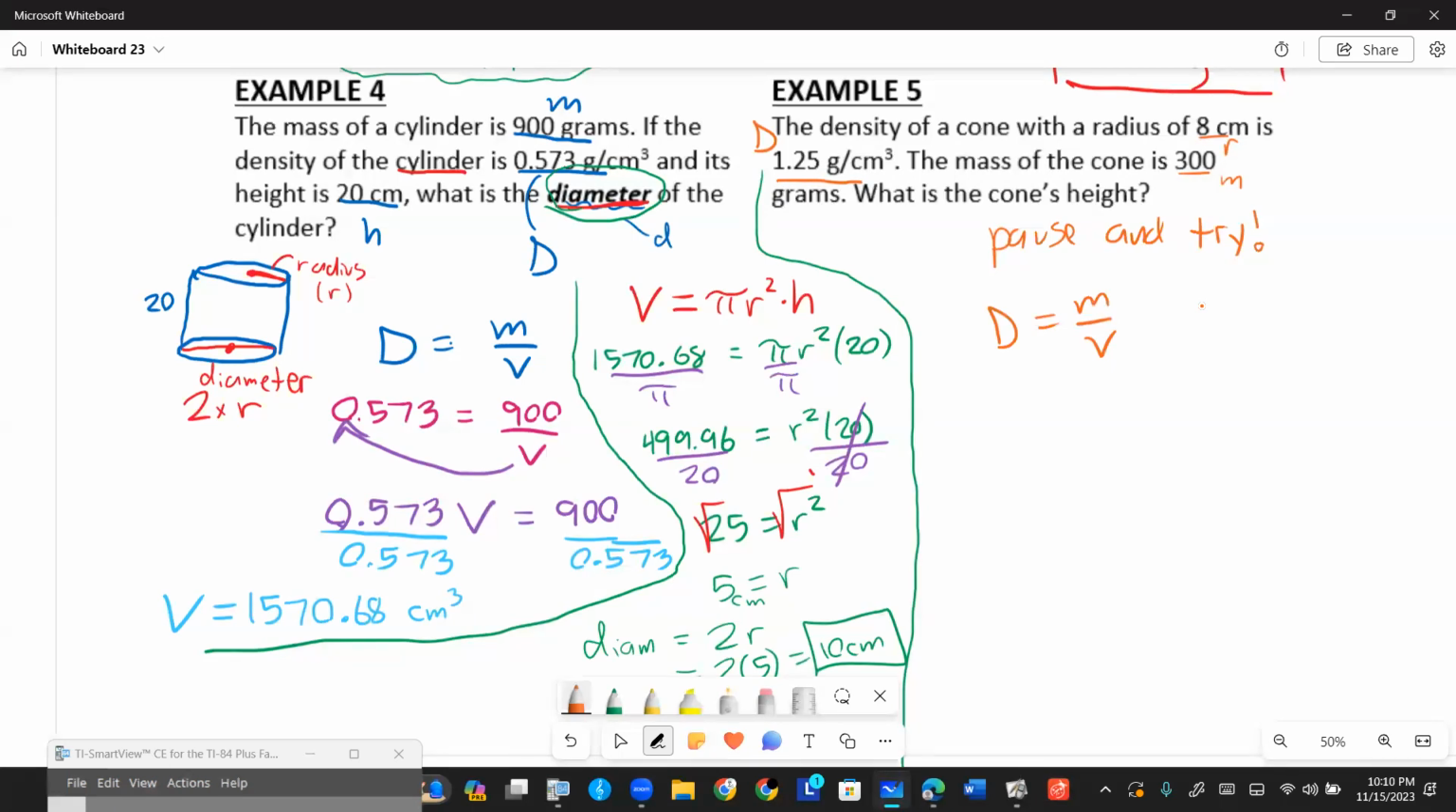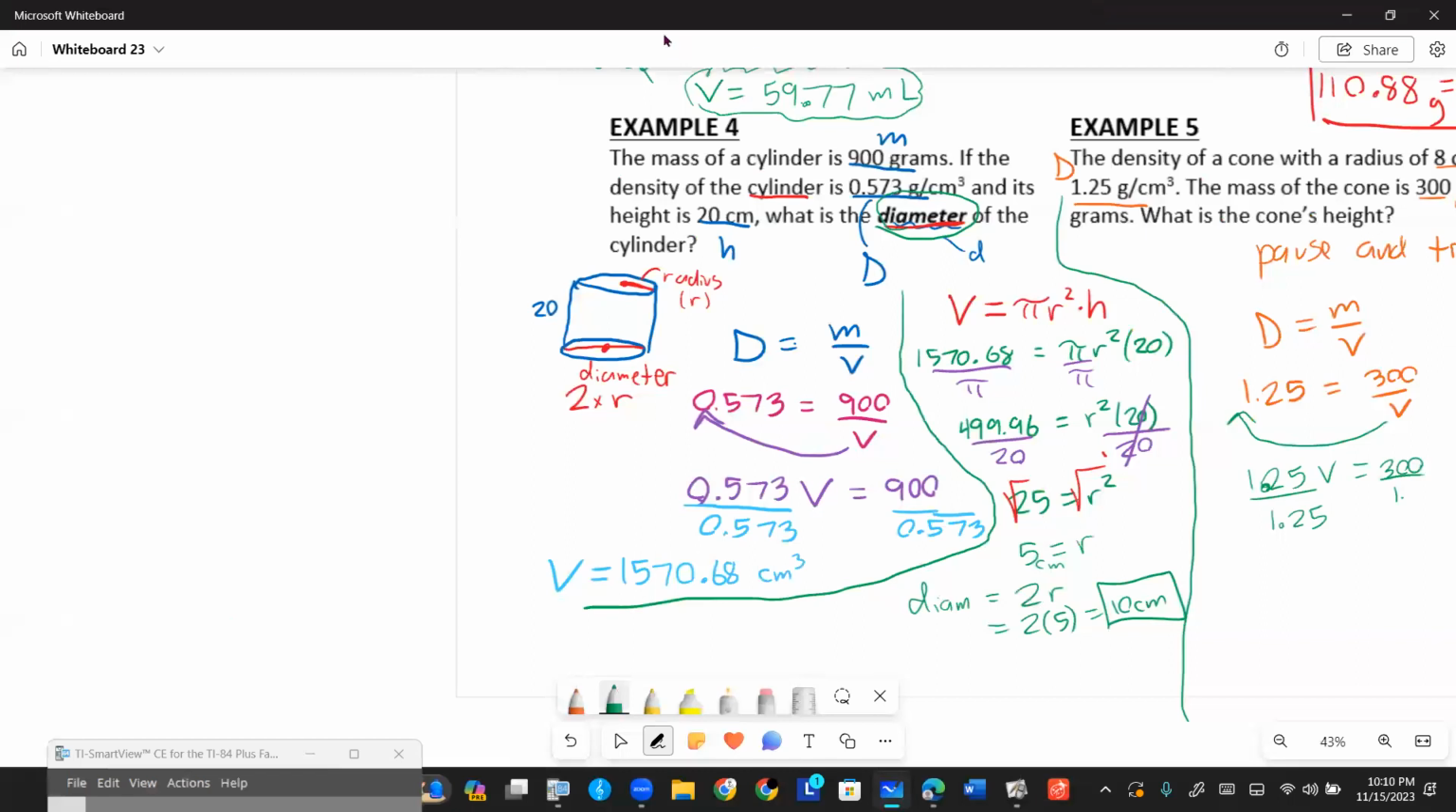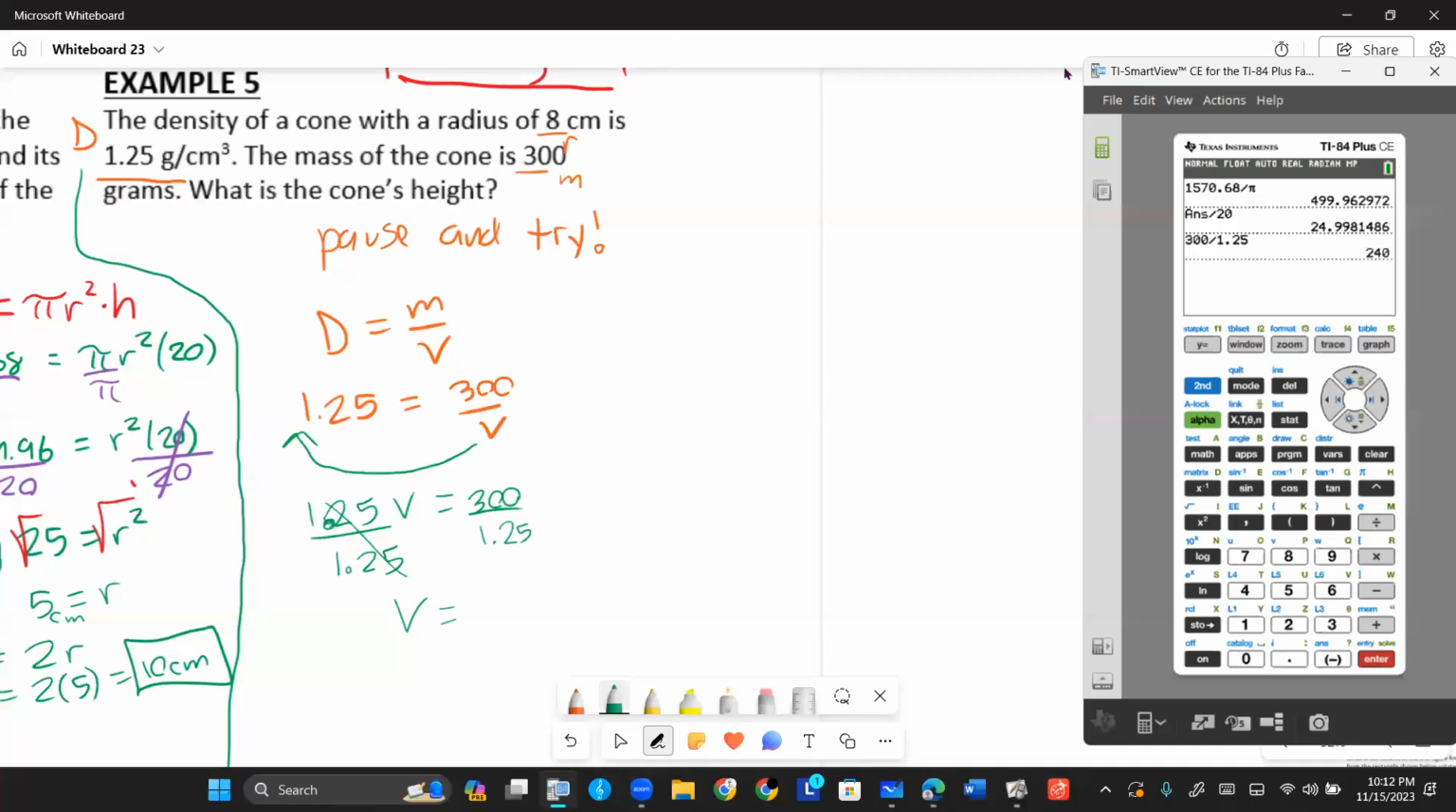We're going to plug in our density. So 1.25 grams per cubic centimeter is equal to our mass, which is 300. And we do not know the volume. So once again, I'll put a volume down there. We're going to multiply that volume up. So it's going to be 1.25 V equals 300. And then divide by 1.25. And dividing 300 by 1.25 is going to get you 240. And that volume is cubic centimeters.